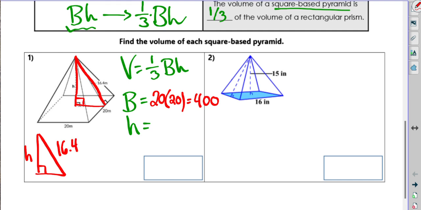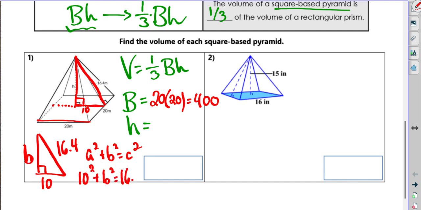That's the slant height. And we actually know the bottom side, even though it's not directly given to us. If this is 20, going all the way across is 20. Halfway across is going to be 10. It's kind of like the relationship between diameter and radius. Diameter goes all the way across the circle. This is just halfway across, so that's 10. And I'm going to change this to a b so that I can plug this into a squared plus b squared equals c squared. We're using Pythagorean theorem to find the missing side of a right triangle. So I'm going to say 10 squared plus b squared equals 16.4 squared.